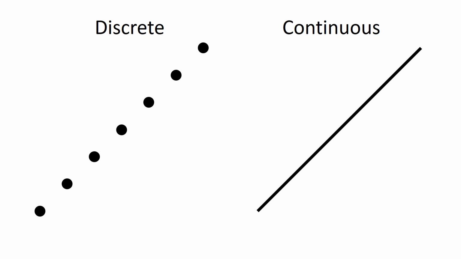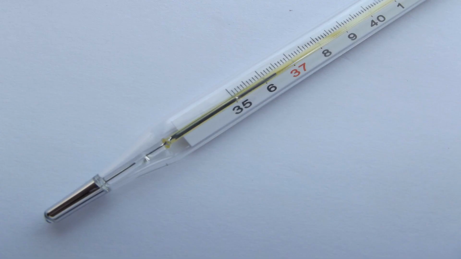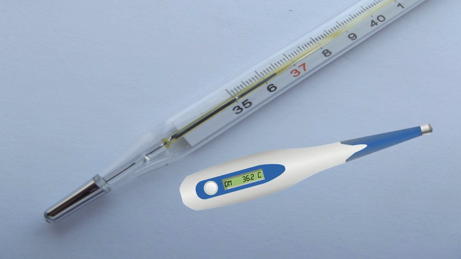As a final example, consider two thermometers. Analog mercury thermometers are continuous and have infinite precision, whereas digital thermometers are discrete and can only represent the temperature accurate to a few decimal places.